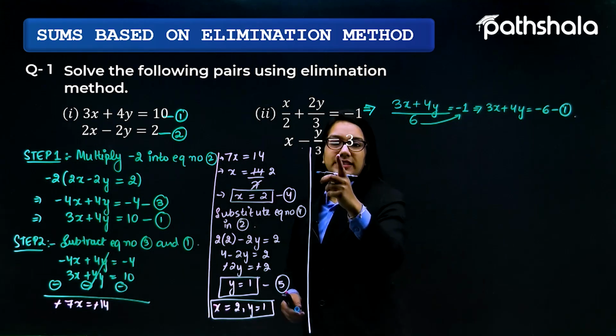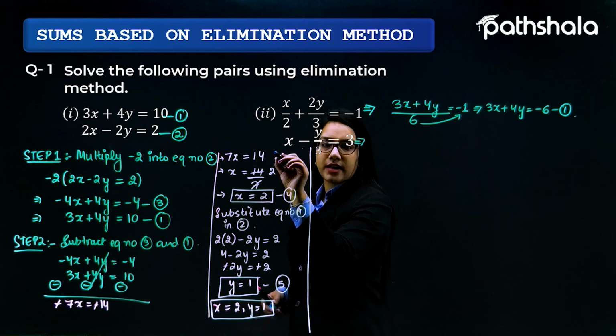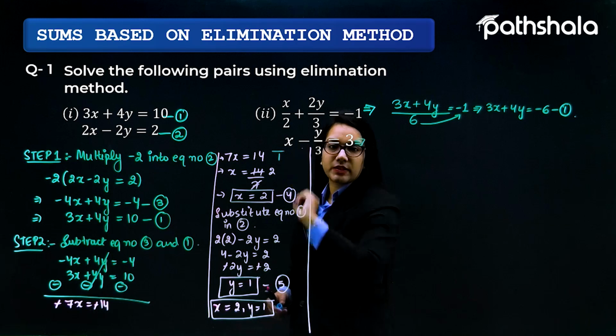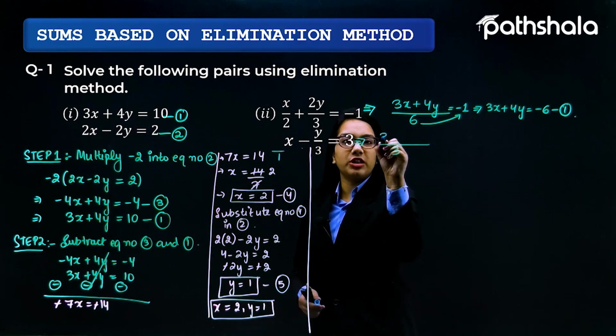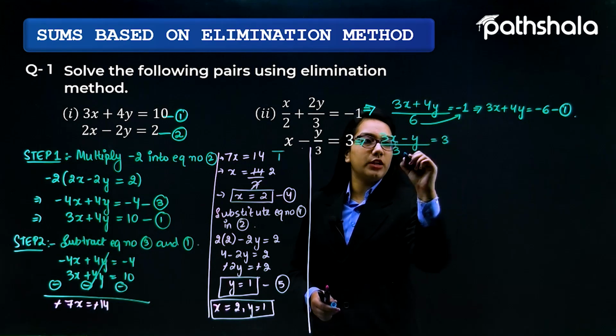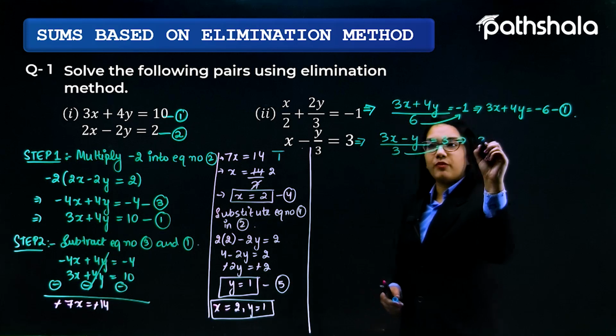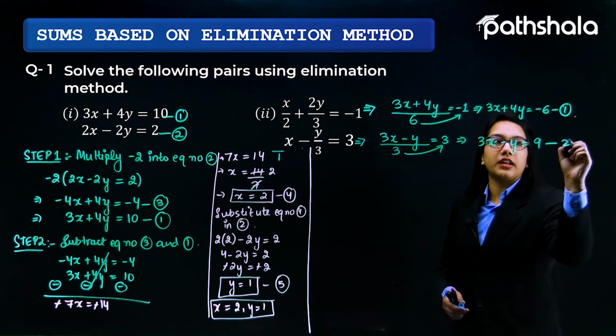Now let's just talk about the second equation. If we solve the second equation, we can take the LCM over here, as x is nothing but x by 1. So the LCM of 1 and 3 is nothing but 3. So this would be 3x minus y, which is equal to 3. Now let's just multiply 3 with 3. We will get the value as 3x minus y is equal to 9. So this is nothing but our second equation.